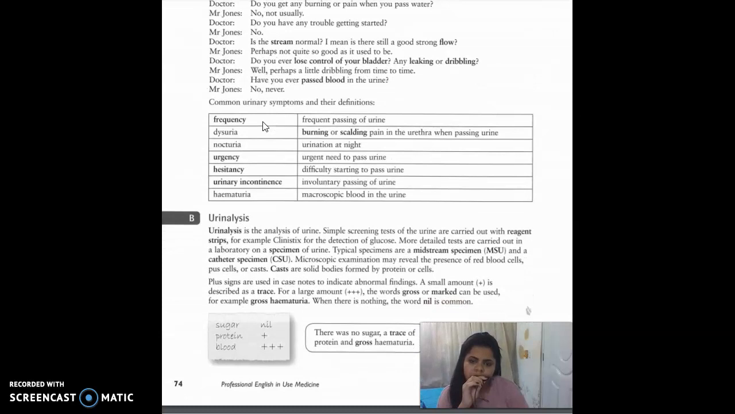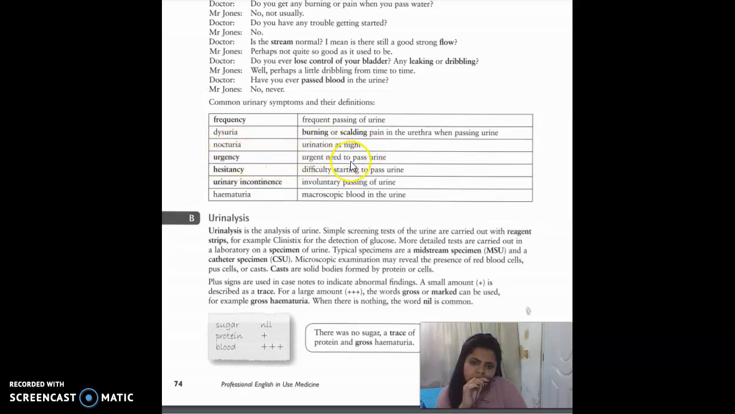Common urinary symptoms and their definitions. Frequency: frequent passing of urine. Dysuria: burning, scalding pain in the urethra when passing urine. Nocturia: urination at night.